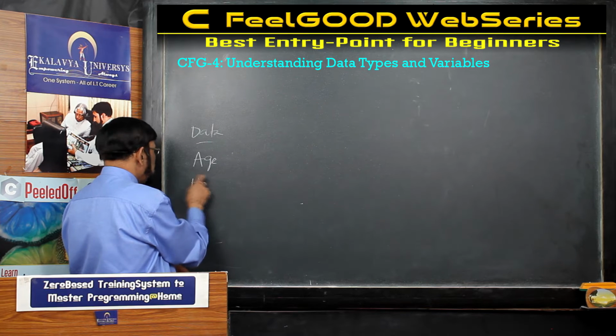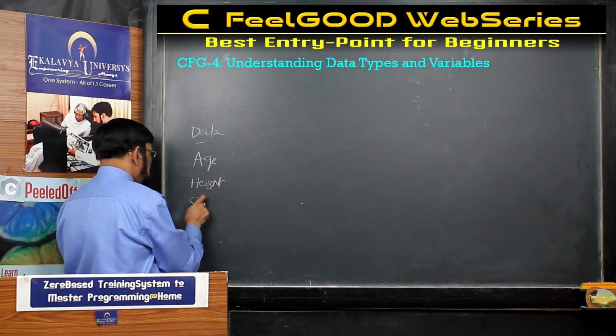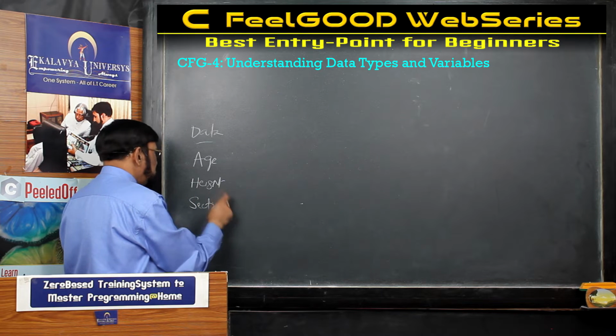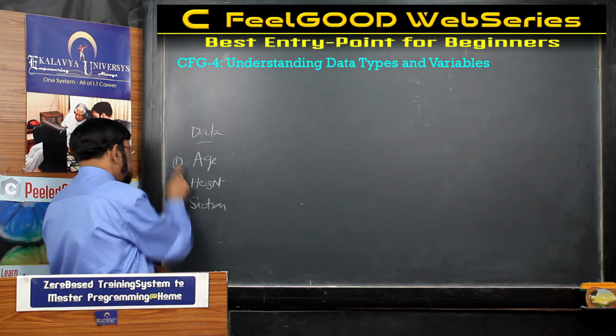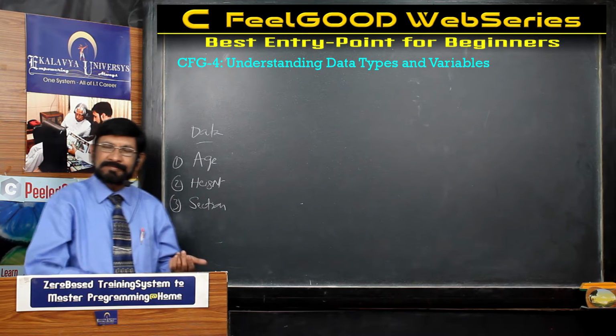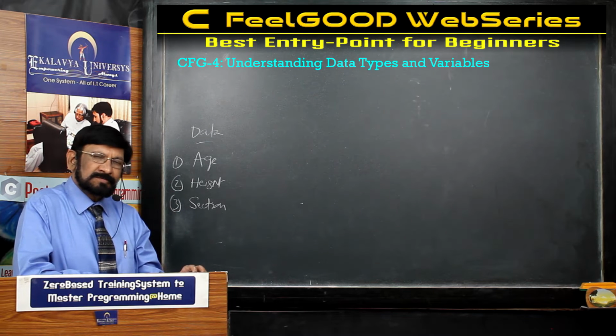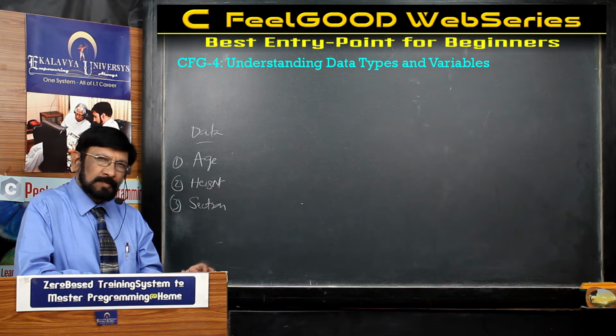Your height is another data item. Your section. In college, sections are there, na? A, B, C. So only 3 data items I am taking. The 3 data items are different in their nature. As far as age is concerned, now I ask you, what is your age? You tell 21, 22, 23.